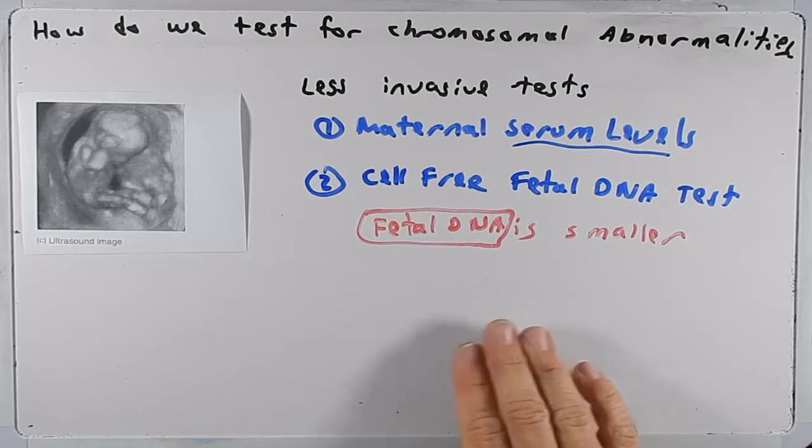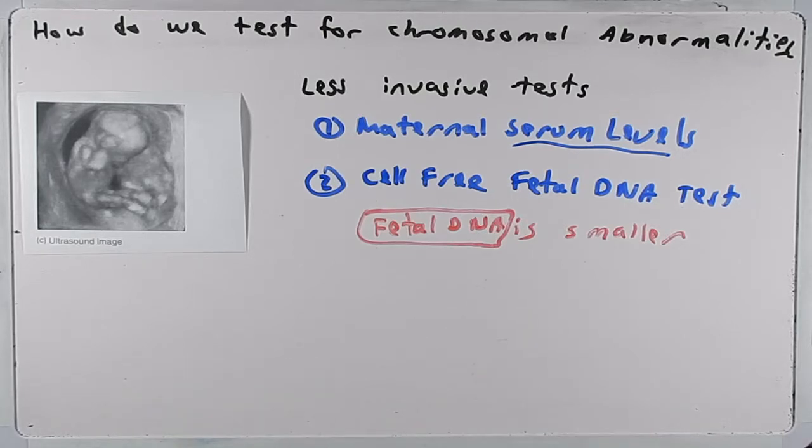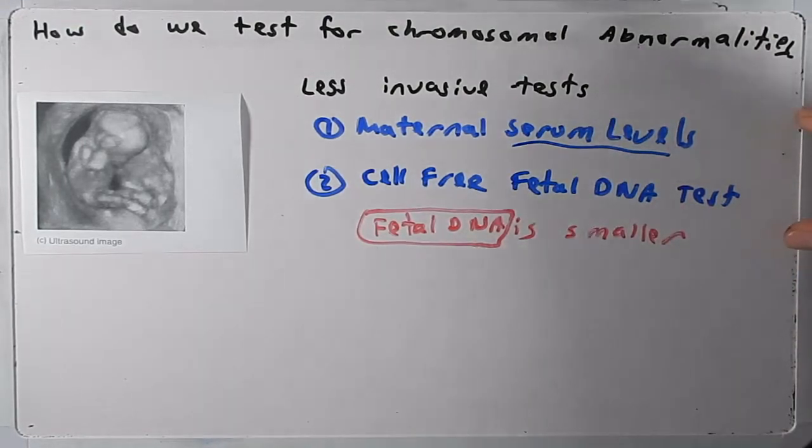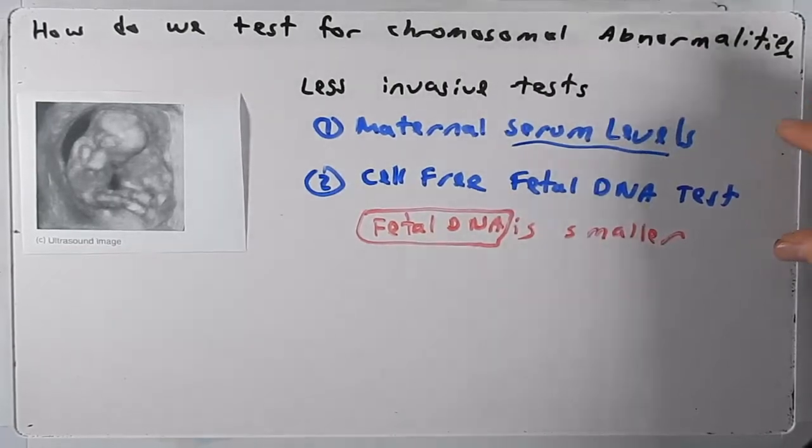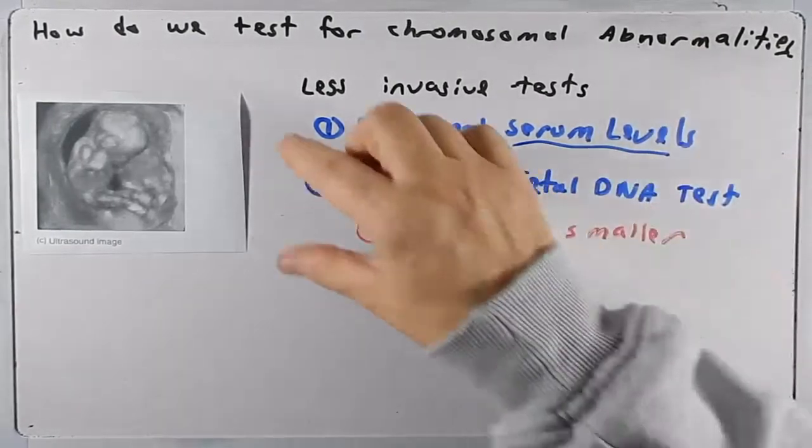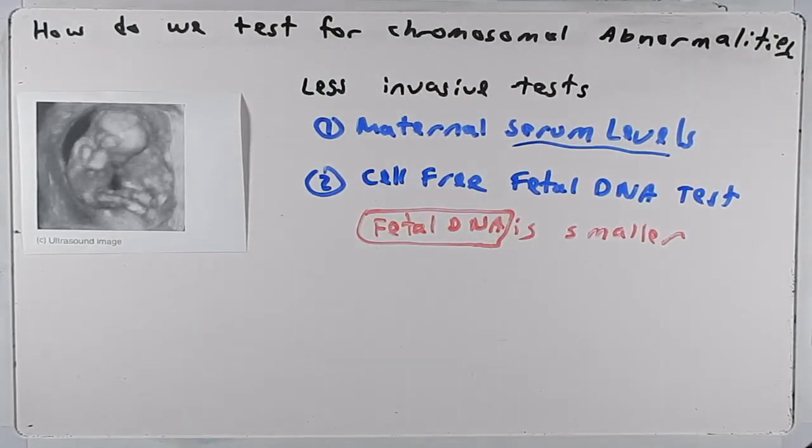Now, often after that, then they will go into a more invasive test like an amniocentesis, though sometimes that is the only test that's done. As these tests, as I said before, get better, it will decrease the need for more invasive tests like an amniocentesis or a chorionic villus sampling test.